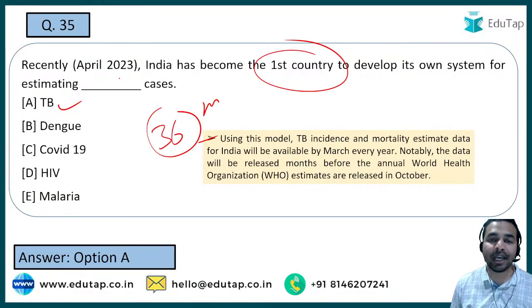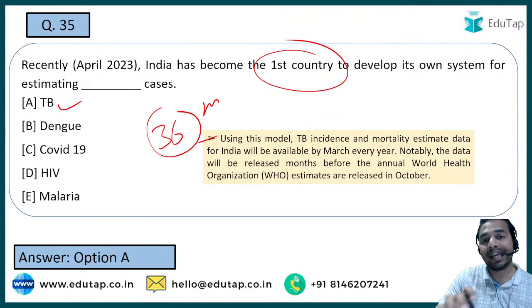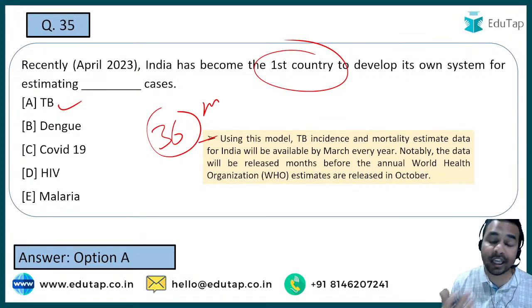ठीक है जी, तो ये बेसिकली एक नया मॉडल इंडिया ने लॉन्च किया है और India has become the first country to have this kind of model. और let me tell you that WHO का जब डेटा आता है रिगार्डिंग द टीबी, तो उससे महीनों पहले ही इंडिया with the help of this particular model, India can give its data, and that is how it is really going to give India an advantage.